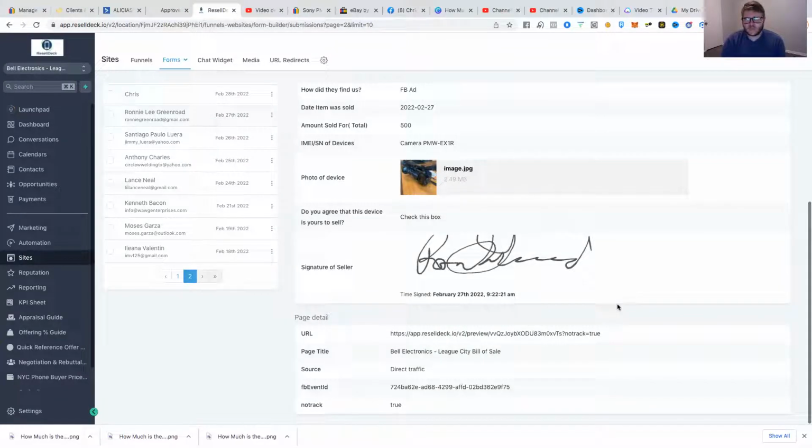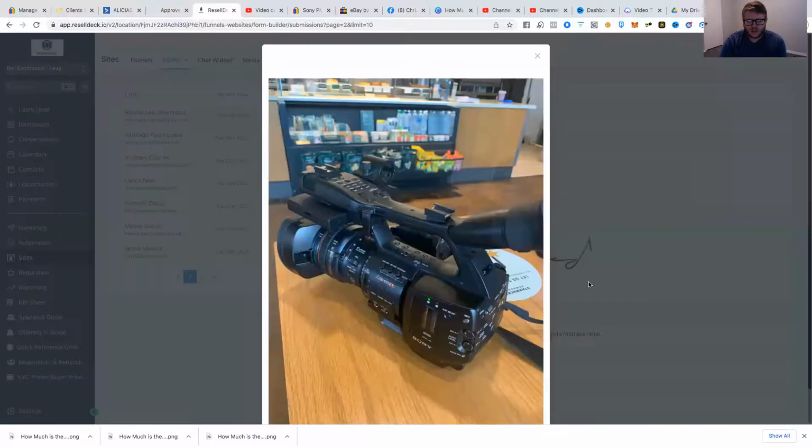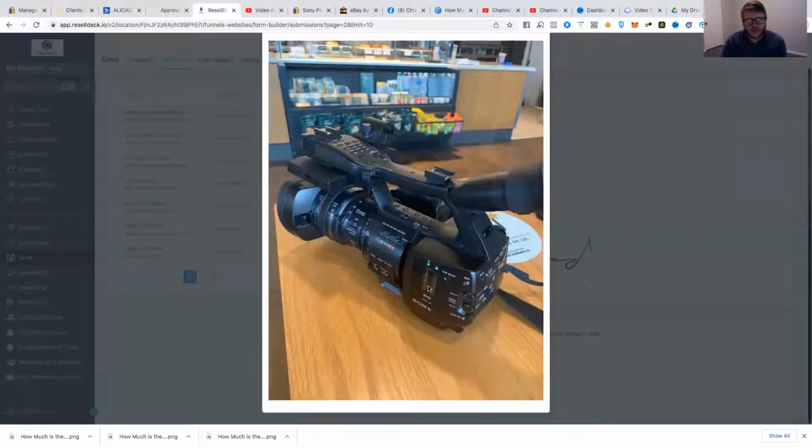My bills of sale are digital. They came from a Facebook ad. The item was sold on this date. This was the amount that it was sold for. This is the exact camera. And then you can see that they signed it and all of that. This was the camera right here.